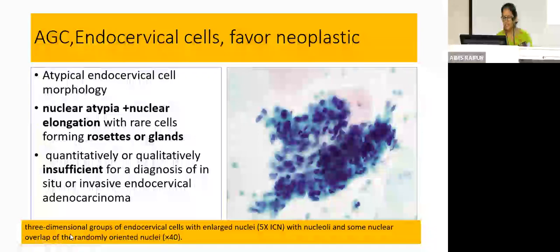So in this picture, you can see 3-dimensional groups of endocervical cells with enlarged nuclei. The size of the nuclei is 5 times the size of an intermediate cell nucleus. So in our algorithm, when the nucleus size was more than 5 times, you put it into adenocarcinoma. But because maybe the clusters are fewer in number, we put it into the category of AGC, favor neoplastic.